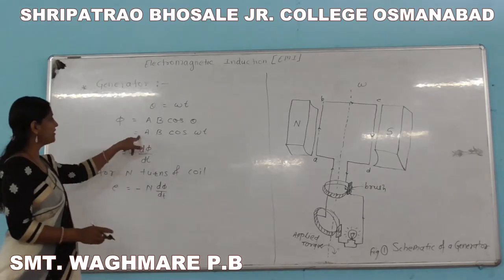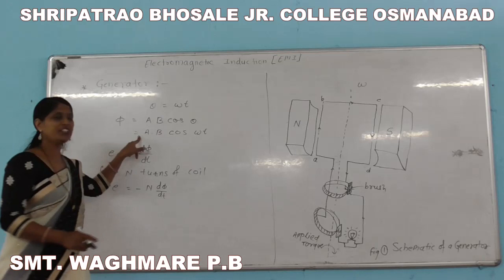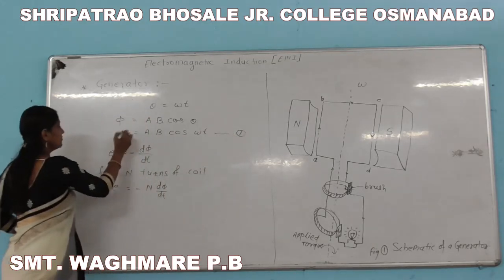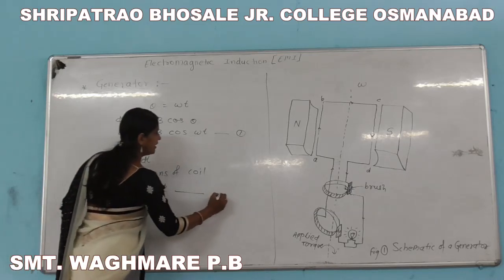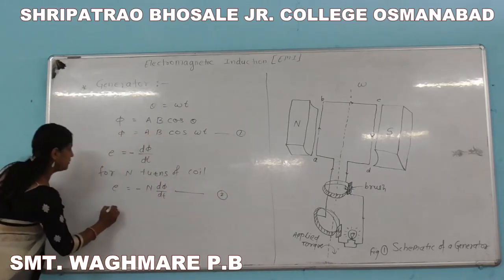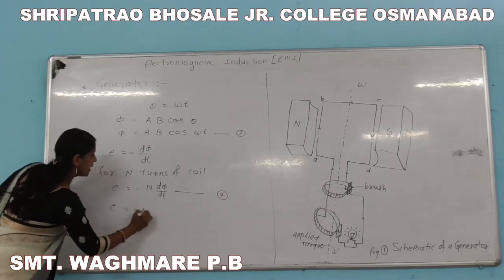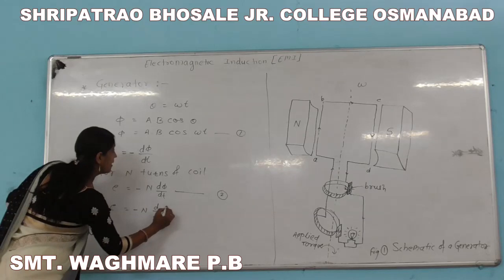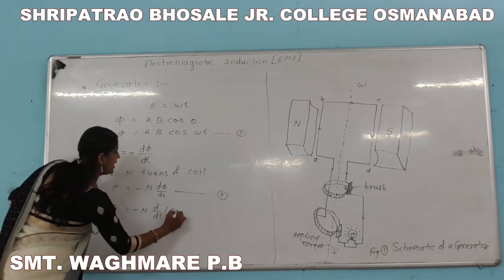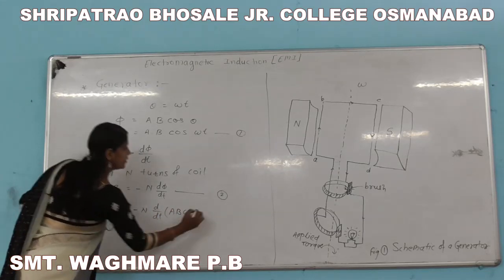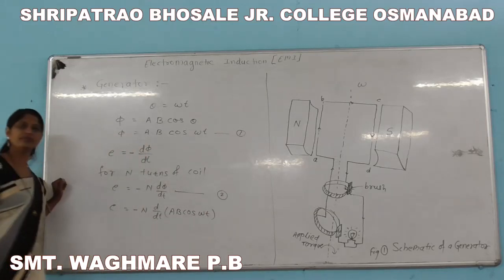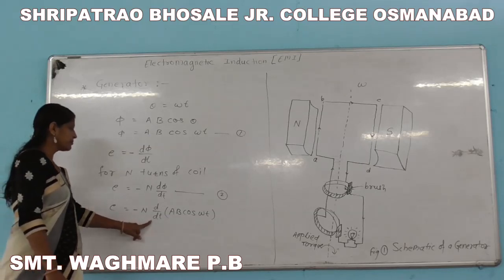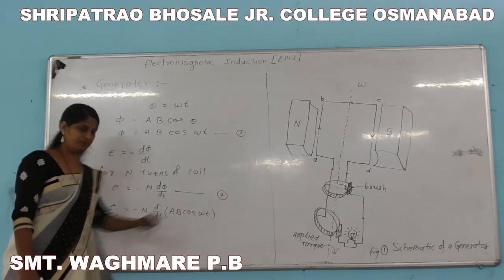Put the value of phi from this equation. We can say equation number 1. Put the value of equation 1 in equation 2. Then we get E is equal to minus n d by dt of AB cos omega t. Then take the derivative of this equation.